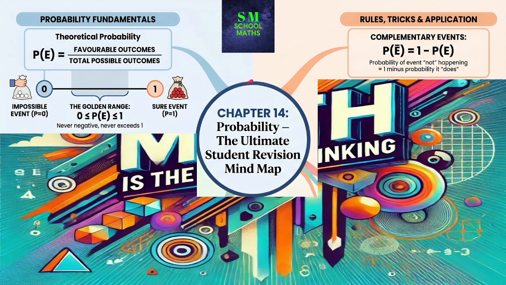Let us look at complementary events. The rule is simple. The probability of an event not happening, that is E dash, is 1 minus the probability of it happening. Let us see a small example of an event not happening. If the event happening is a 20% chance of rain, then the event not happening is an 80% chance of no rain.